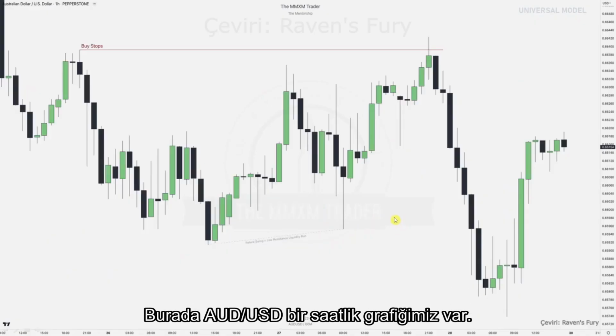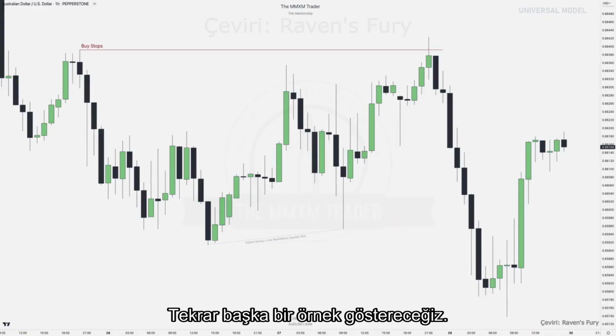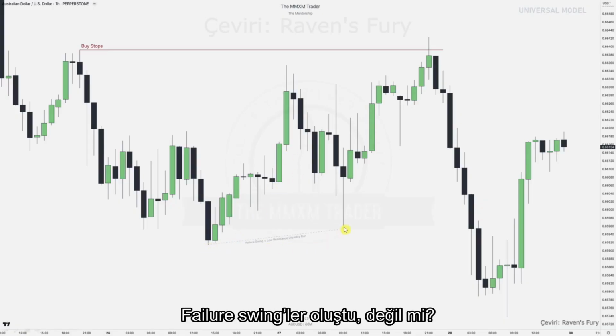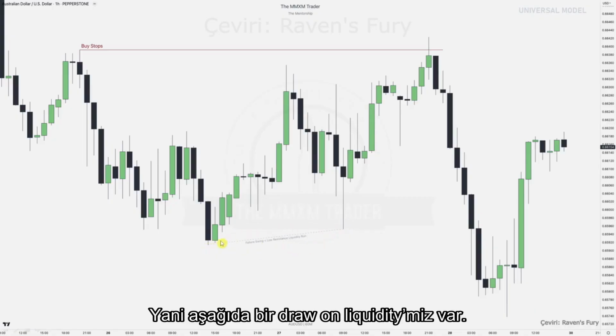So over here we've got an Australian dollar, US dollar 1 hour chart. Again, we're gonna do another example. This is more of a scalper example, right? Because we are on our long-term perspective on a 1 hour chart. So what has happened over here? We've got failure swings, right? So we have a draw on liquidity down here.